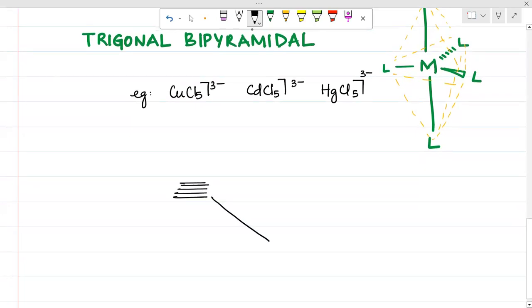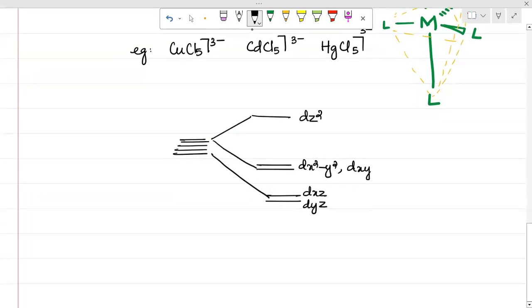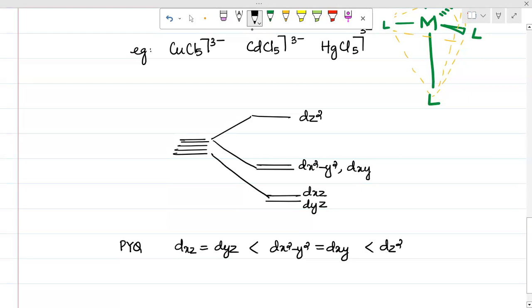d orbitals are split into dxz, dyz, and then you have dx squared y squared, dxy, and highest is dz squared. So see, this is how it is split. Or if you want to write the order which was asked, trigonal bipyramidal, a lot of times this is being asked, okay? That is dxz equal to dyz, which is the least. Then comes x squared y squared, and z square is the highest.